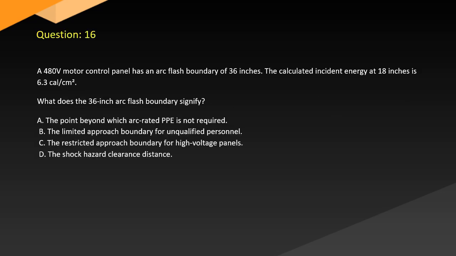Question 16. A 400 volt motor control panel has an arc flash boundary of 36 inches. The calculated incident energy at 18 inches is 6.3 cal/cm². What does the 36-inch arc flash boundary signify? A. The point beyond which arc-rated PPE is not required. B. The limited approach boundary for unqualified personnel. C. The restricted approach boundary for high voltage panels. D. The shock hazard clearance distance.